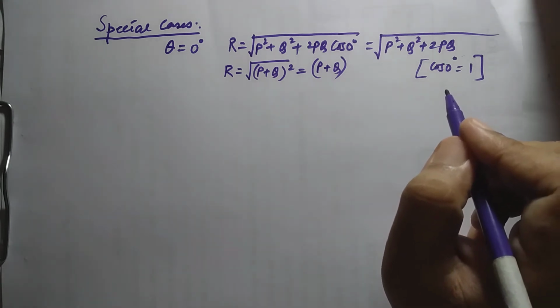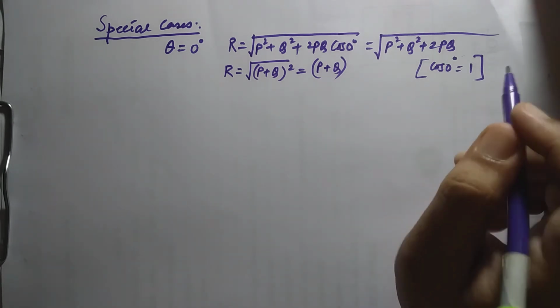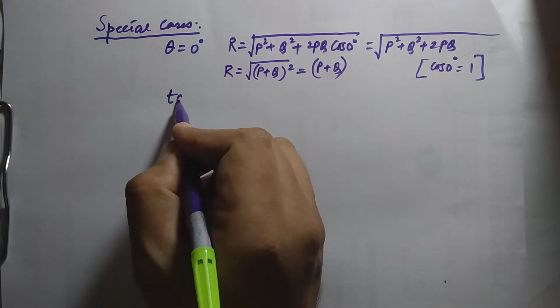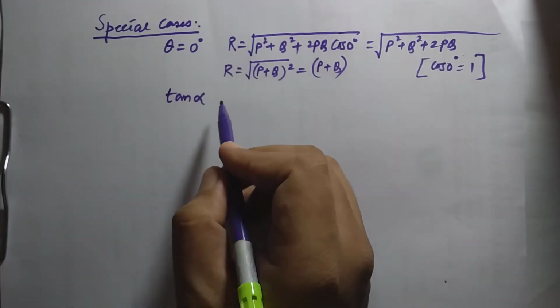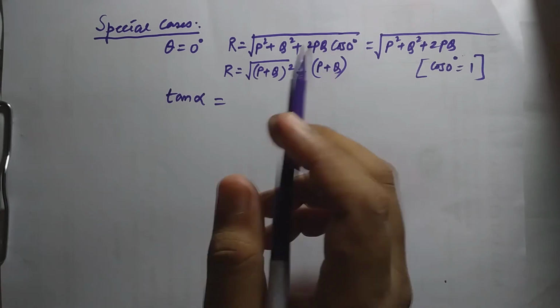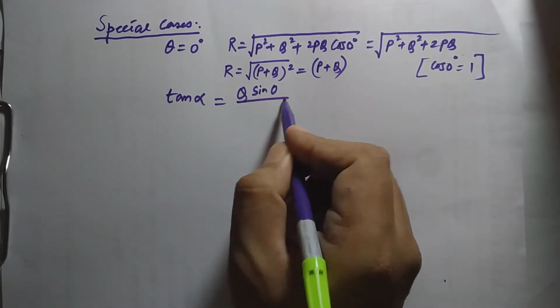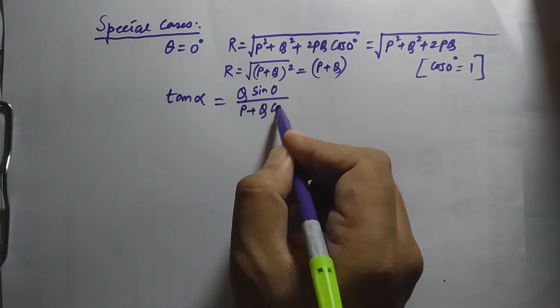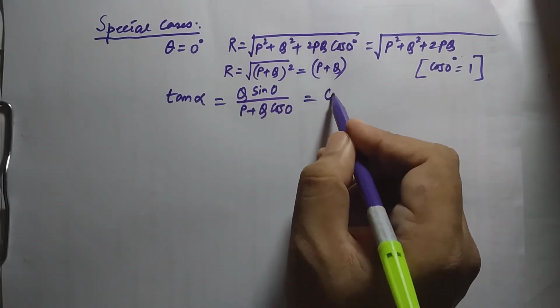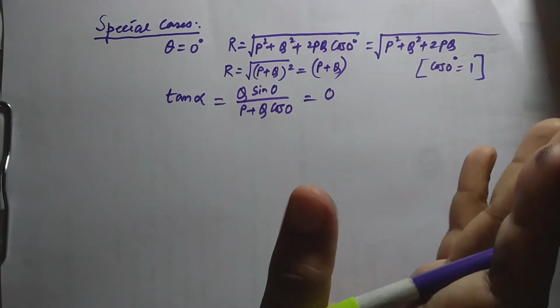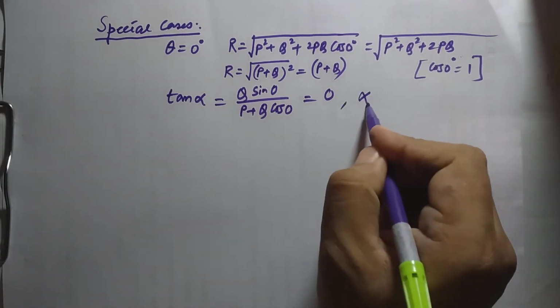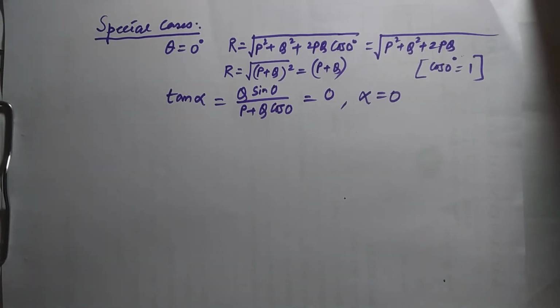Next one is, what is the angle that time? Angle will be tan alpha is equal to Q sin 0 by P plus Q cos 0, right? Q sin 0 by P plus Q cos 0. Sin 0 means 0, that means 0. So alpha will be 0 degree. So alpha is equal to 0. Okay, that is when theta is equal to 0 degree.